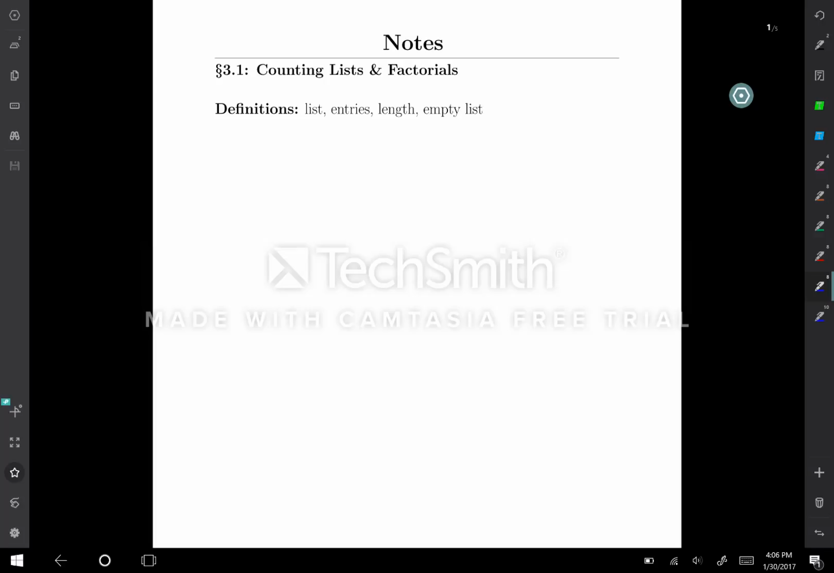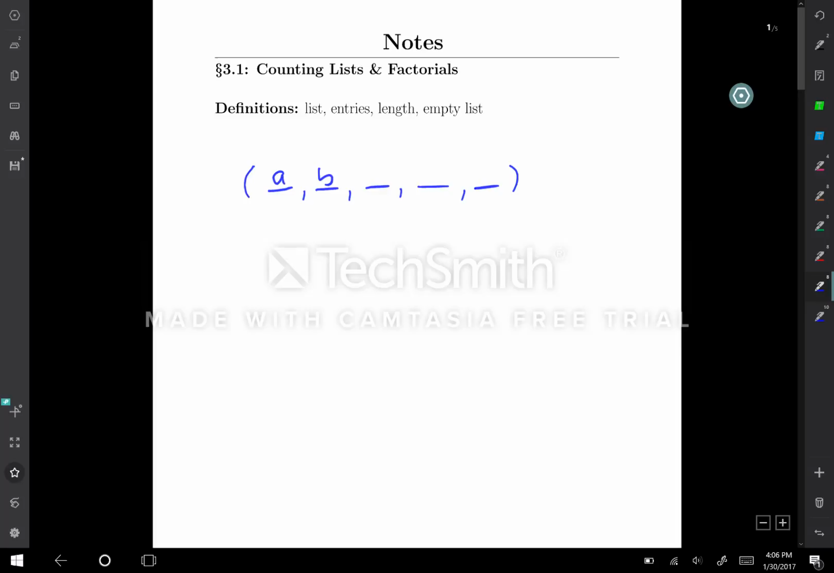A list is an ordered sequence of objects, which for the moment we'll just denote with some dashes, separated by commas, and in fact, we'll put it in parentheses. So this would be an empty list at the moment. There's nothing in it. But we can add entries to our list, such as A, B, C, 1, 2. And that list is distinctly different from, say, the list 3, 1, A, B, C. In this case, the order of our elements matters.